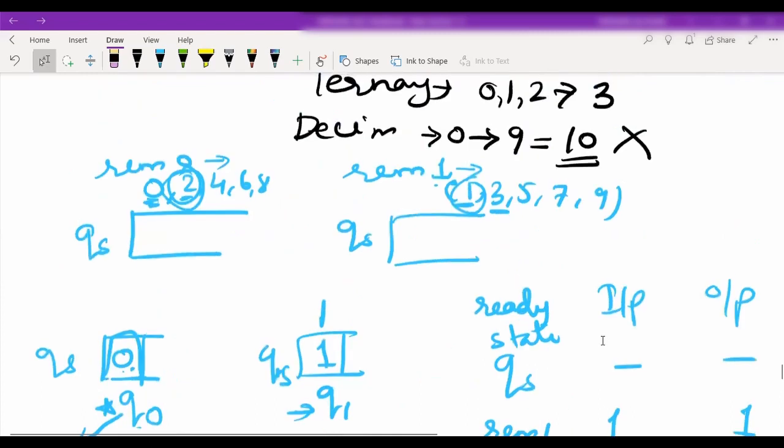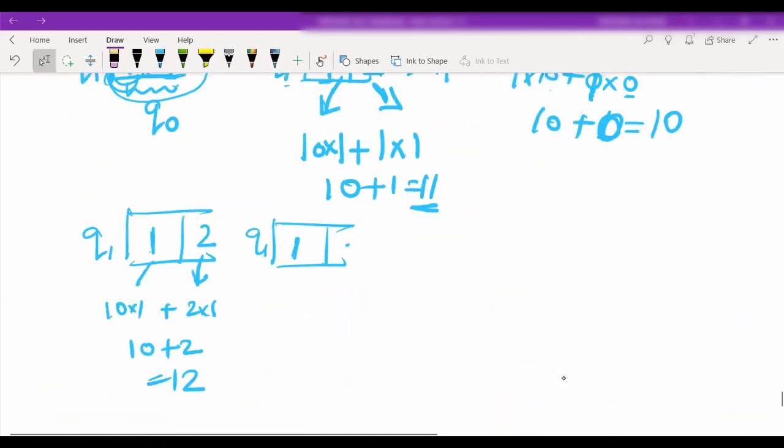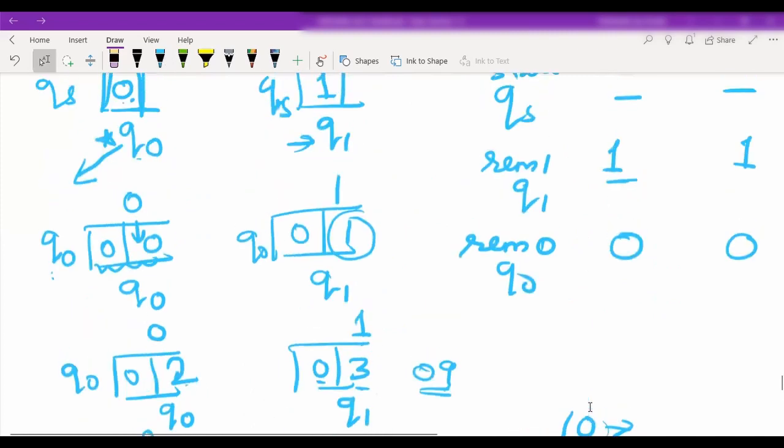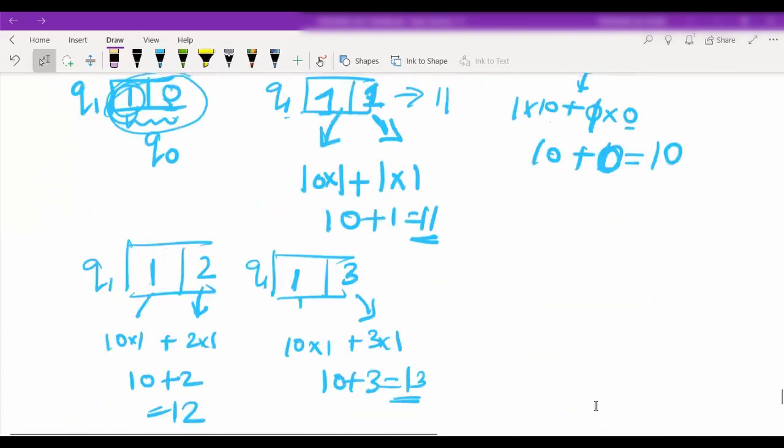So what is the next element? For example, I'm taking 3. So which number will be generated here is your 3 will be multiplied with 1, that is the unit place, and 1 will be multiplied with the 10, that is at the 10th place. So 10 plus 3, so number 13 is generated. So this is how we had generated the numbers by taking the two states Q0 and Q1.